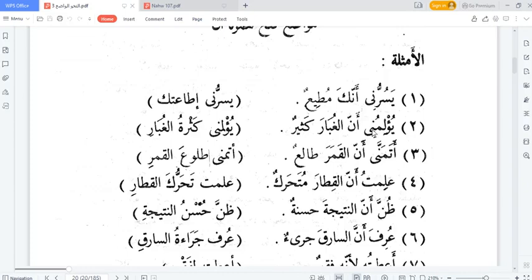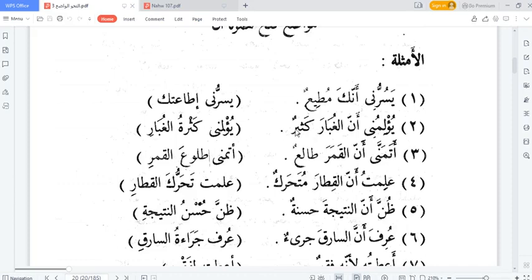I hope you get. Yu'limuni anna al-gubara kathirun. It hurts me that the dust is much. So anna al-gubaru kathirun, this whole expression is the masdar mu'awwal, and it can be converted to masdar. How? You will take the masdar of the khabar anna, which is kathir. You take the masdar. So in this context, kathir comes from kathro, so it is kathro too.